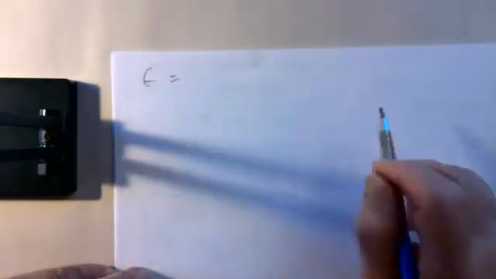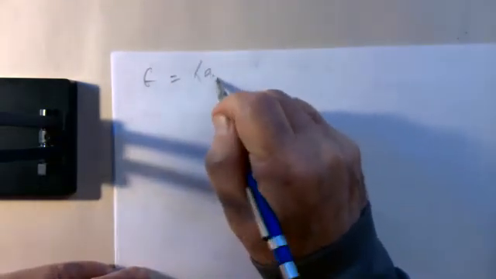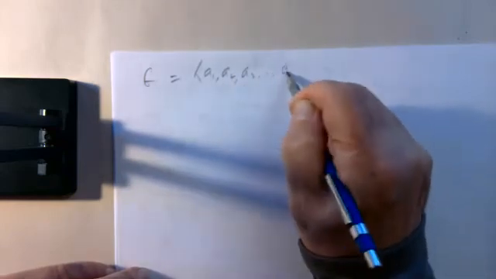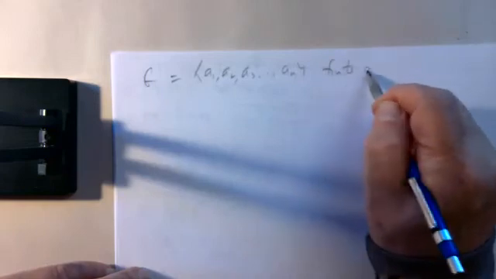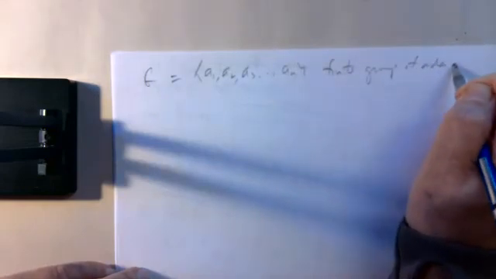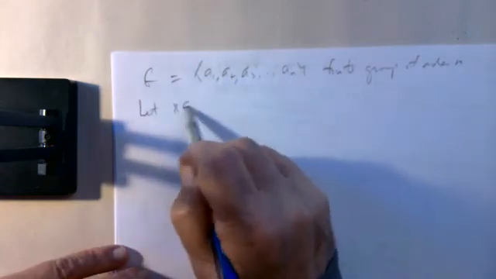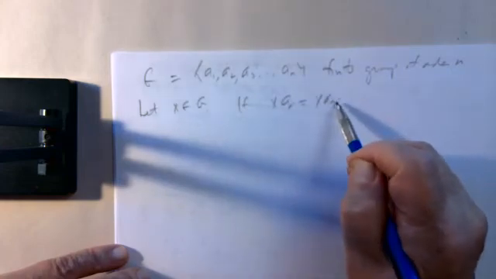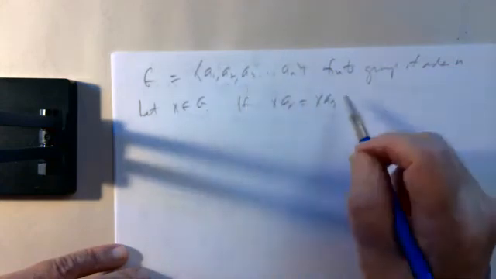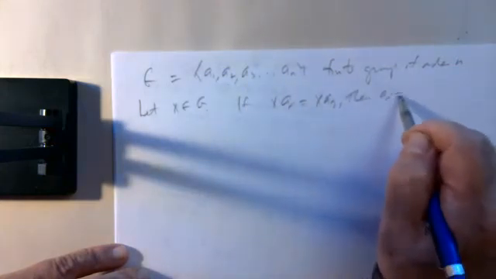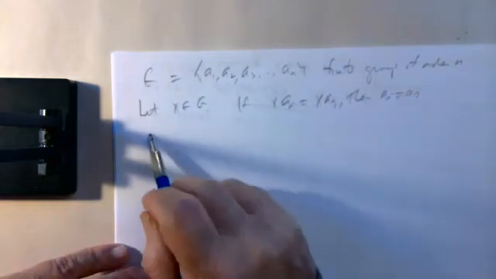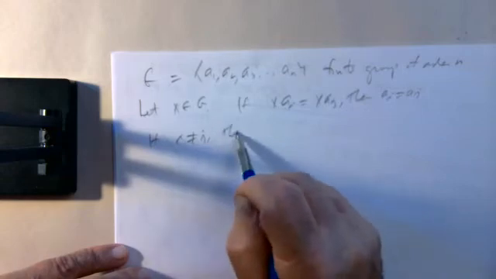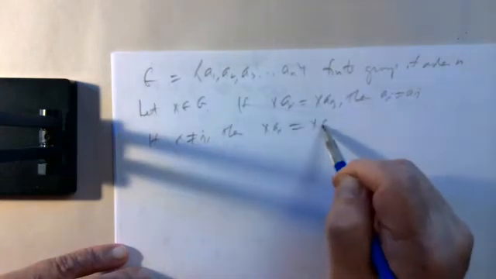So suppose G is a finite group of order n. So let's say it consists of the elements A1, A2, A3, up to A sub n. Let X be in G. So if X times Ai equals X times Aj, where Ai, Aj are two elements of the group, then Ai equals Aj. Or conversely, if i is different from j, then XAi is different from XAj.